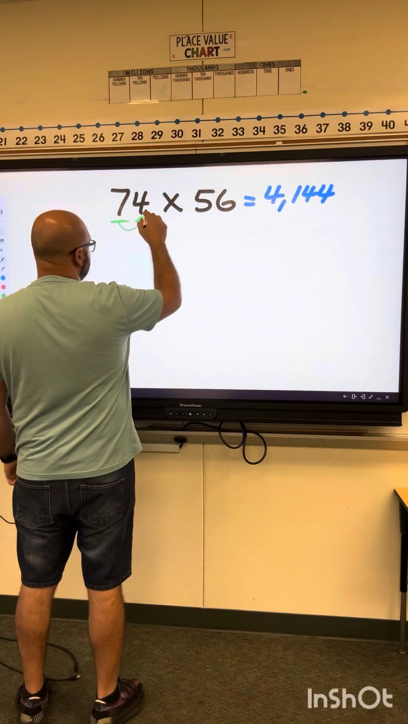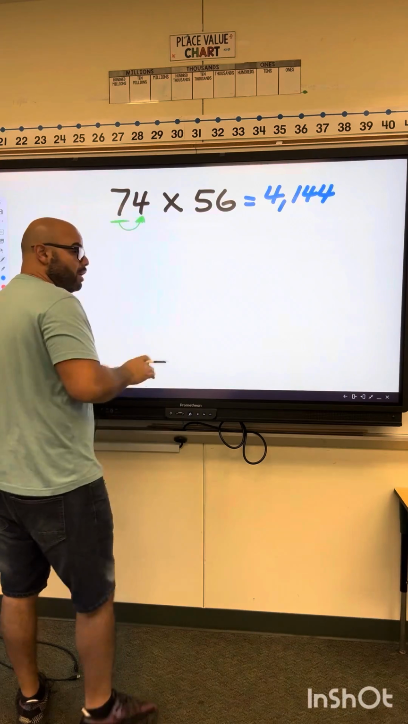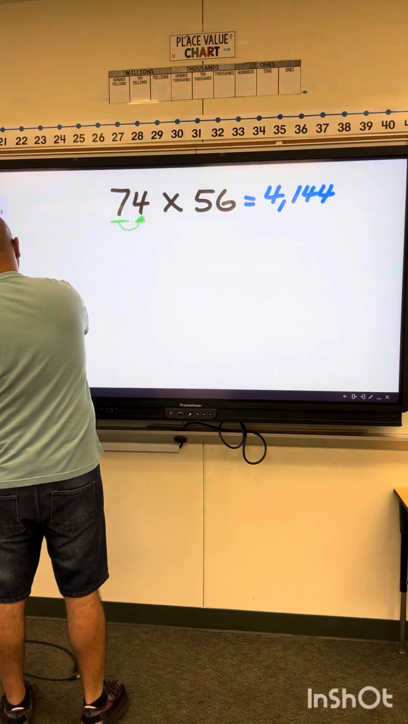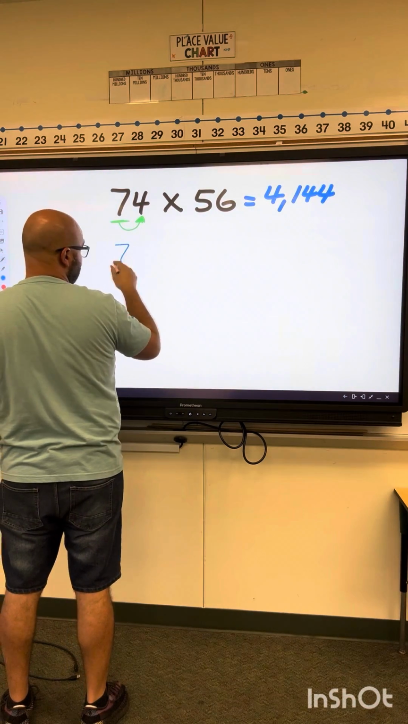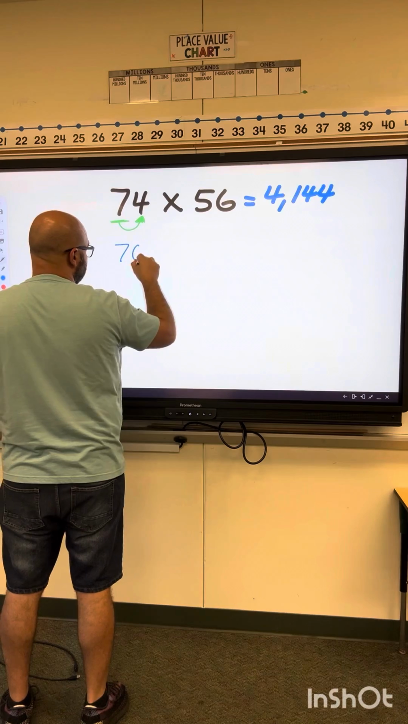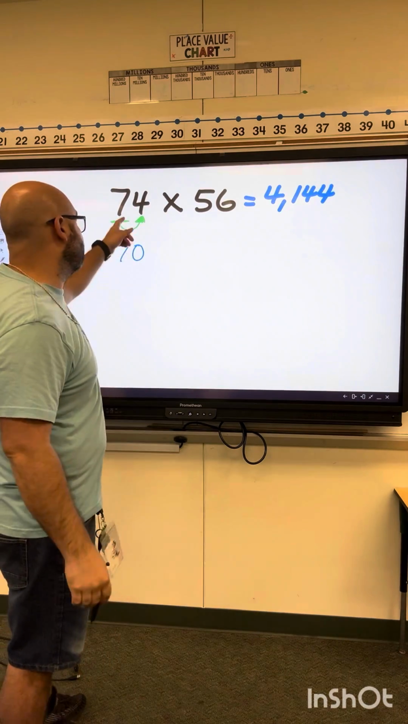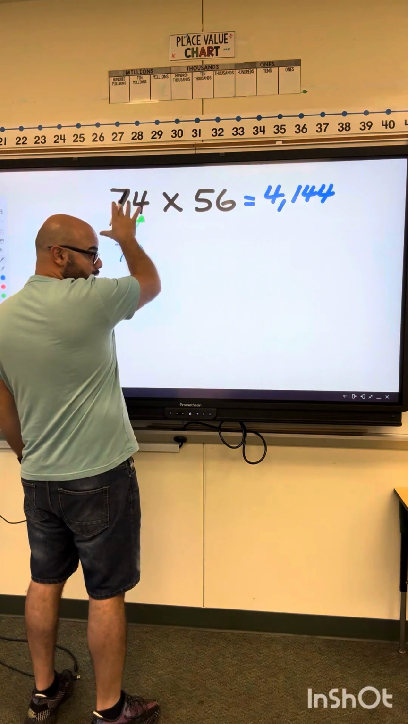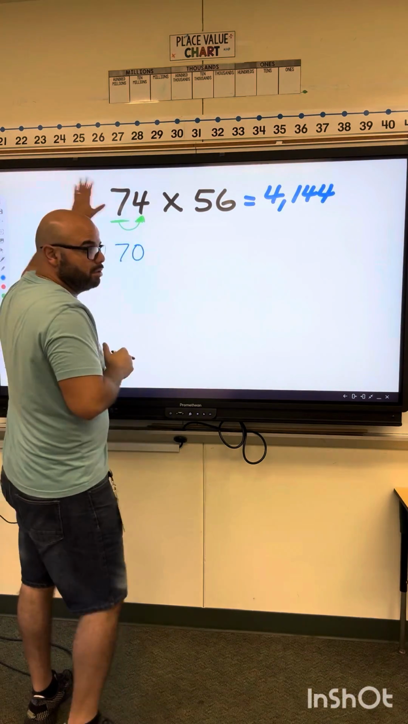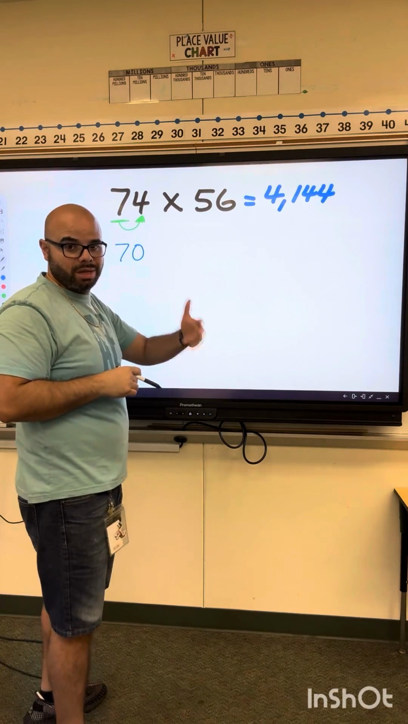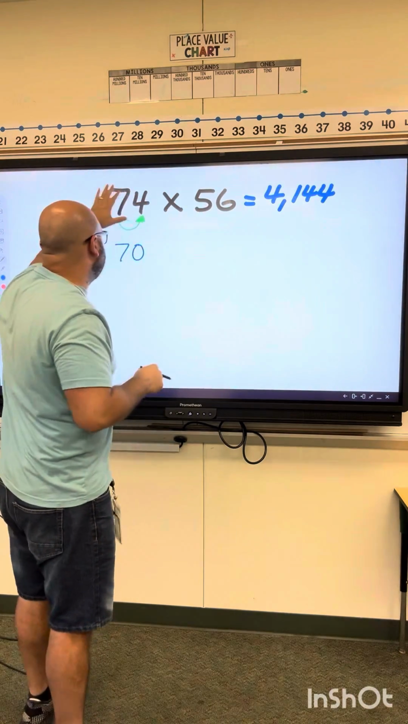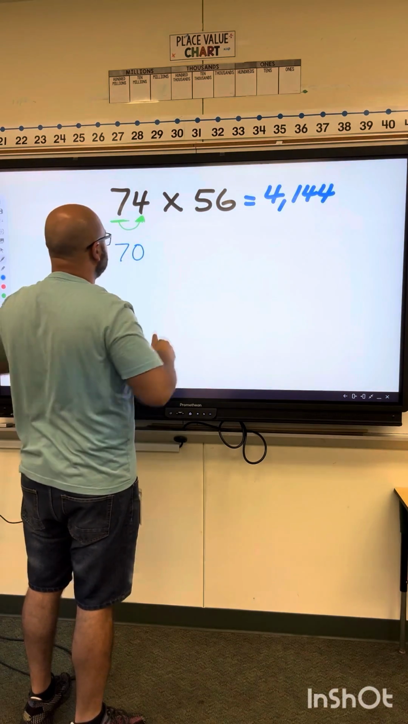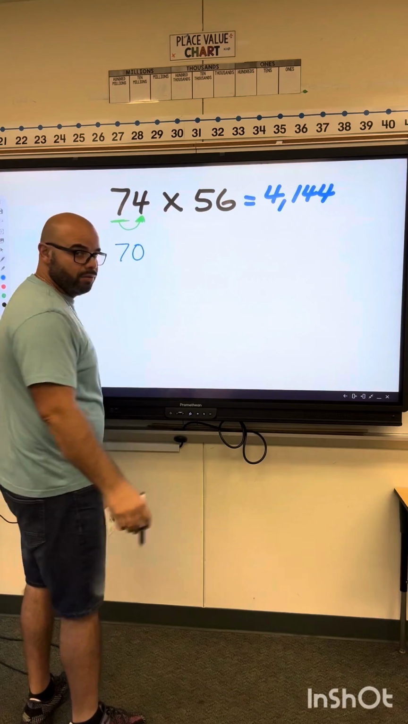The 7 is going to look at the 4. The 4 is telling the 7, hey, listen, stay the same. We're not going up. So this 74 turns into a 7 because it stays the same, and everything else turns into a 0. So that gets rounded to 70, to the nearest 10, because this is a tens number. There's no hundreds here. So we're always rounding to the nearest tens, depending on the number. So this 74 turns into a 70.